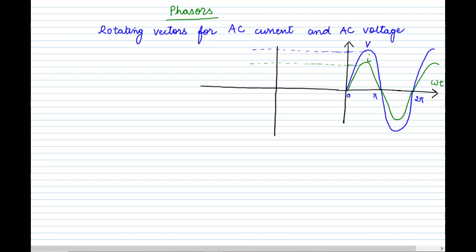So just draw a vector. This is our I. It goes up like this up to here. So this is our I, the current. And in the same phase we have the voltage.